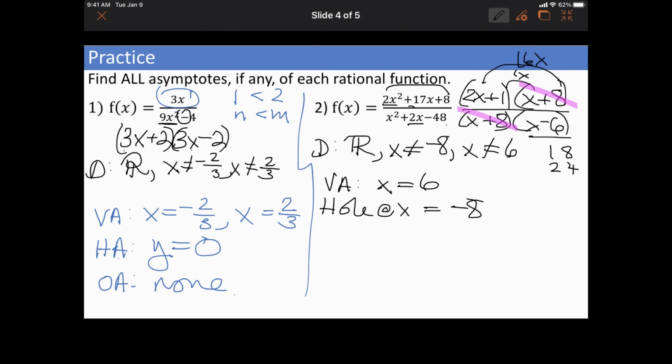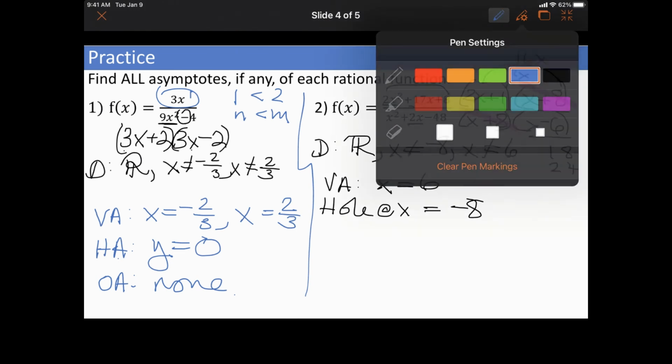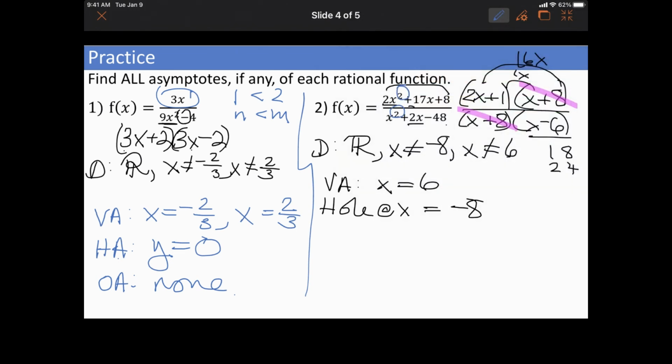Horizontal or oblique? Well, m and n, let's look at the degrees. They're equal this time, right? So that's a horizontal. Again, look at your notes at all the 4 cases. And therefore, it is that coefficient over this coefficient, which is 2 over 1, which just simplifies to y equals 2. Horizontal asymptote, therefore there are no obliques. None. All right, there you are.